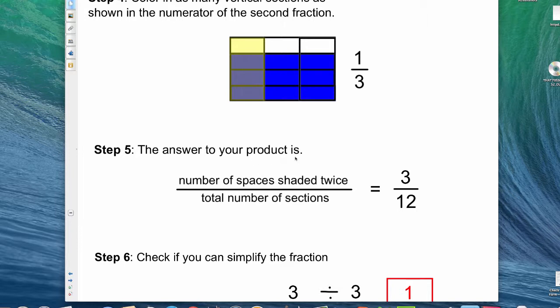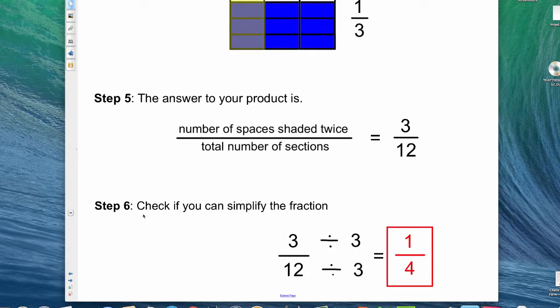Step 5. The answer to your product, or if you remember, product is just a vocab word for the answer to a multiplication problem. So the answer for my product is the number of spaces shaded twice. So I go up and I see 1, 2, 3 have been shaded in twice. 3. And my total number of sections. If I count up all the little squares that were made from the columns and rows that I made, I see that I've got 12 little boxes. 1, 2, 3, 4, 5, 6, 7, 8, 9, 10, 11, 12. And I've got 12 right down here for my denominator.